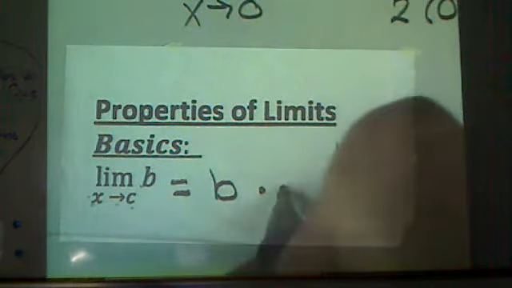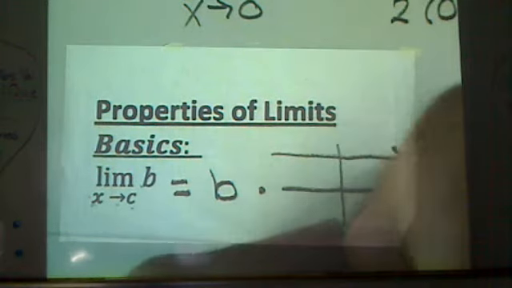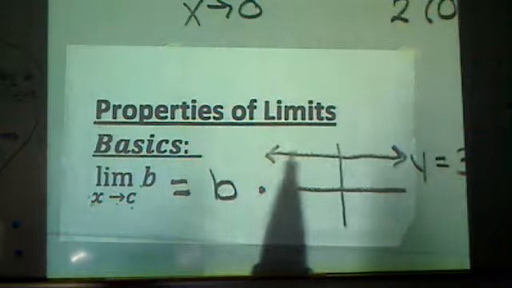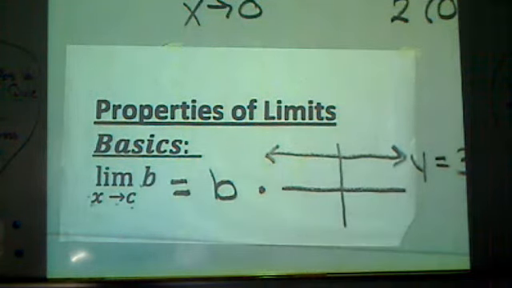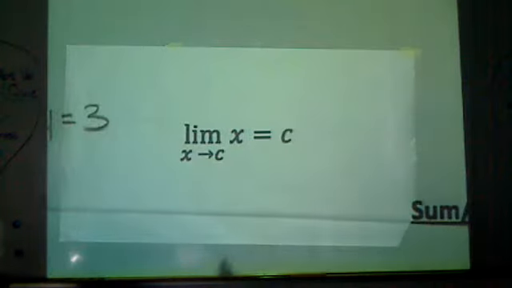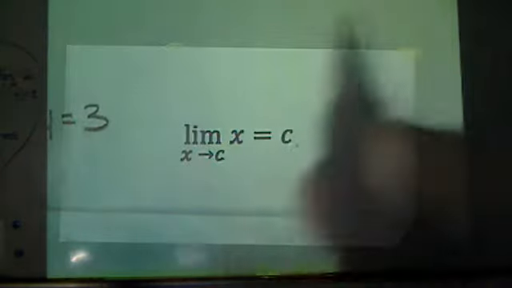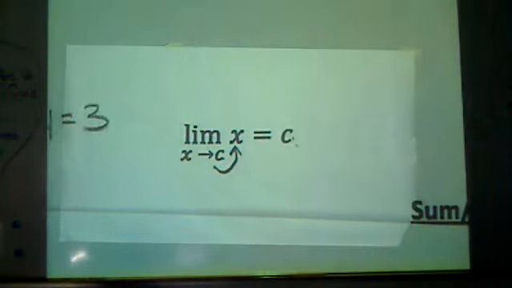This is like if you see a graph where y equals 3. No matter what x value you get close to on this graph, the y value is always the exact same number. Another basic, the limit of x as x approaches c is just going to be c, because if you plug that directly in for x, then x is just going to become c.